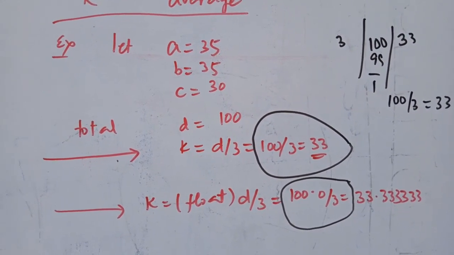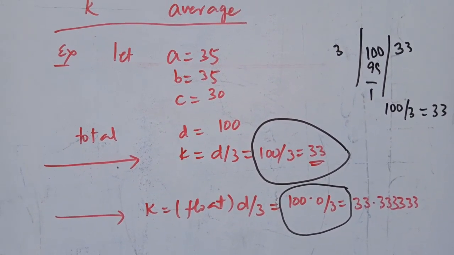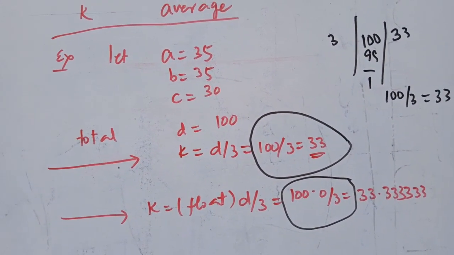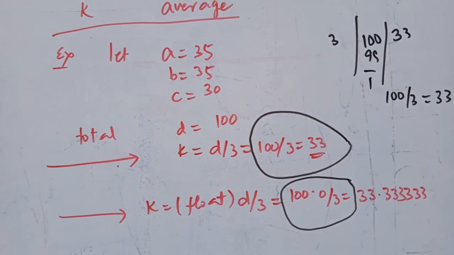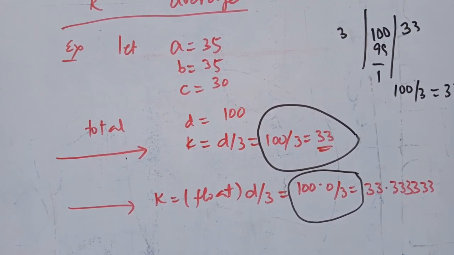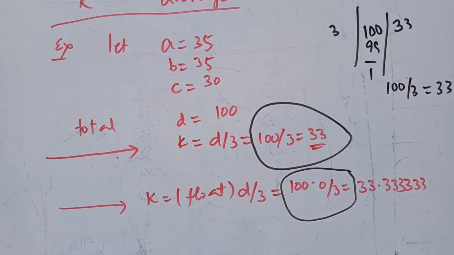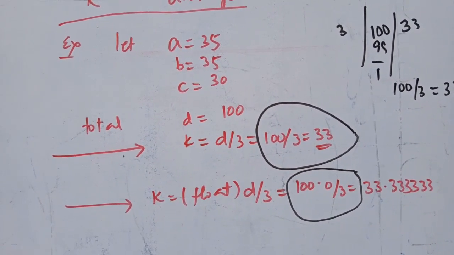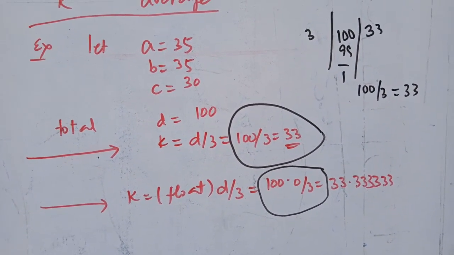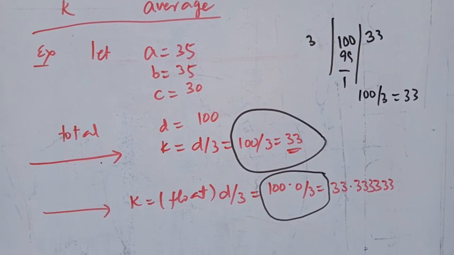The marks cannot be in float, whereas total also. So once we apply typecasting here, that 100 becomes 100.0, and 100.0 by 3 is 33.33333. This is to be observed. Session 13.